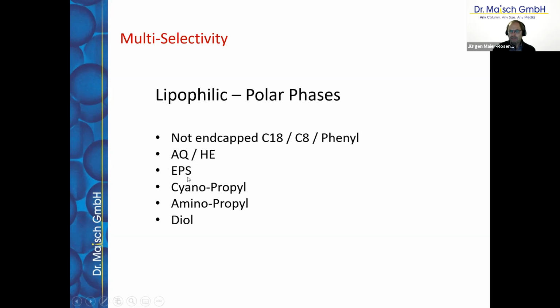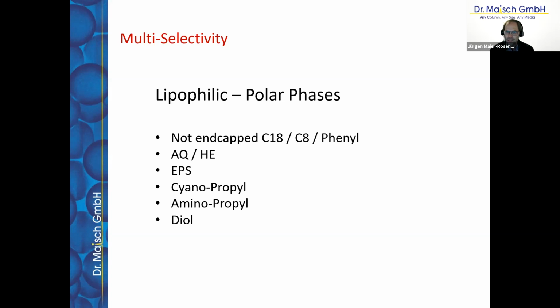Beside that, we have the EPS. EPS means enhanced polar selectivity, and it's not clearly defined what EPS is. It depends on the different manufacturers, and it can be that there is a low carbon level, so we have more silanol groups, or the other possibility would be that there is an amide or carbamate group in the alkyl chain. So there are different possibilities. At the end, it means that there's an additional polar group on the surface next to the alkyl chains.